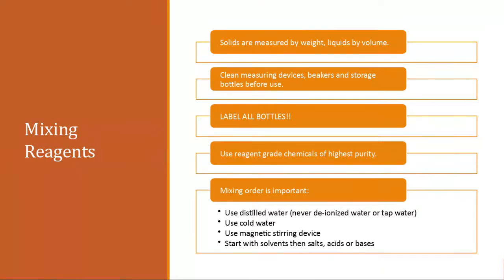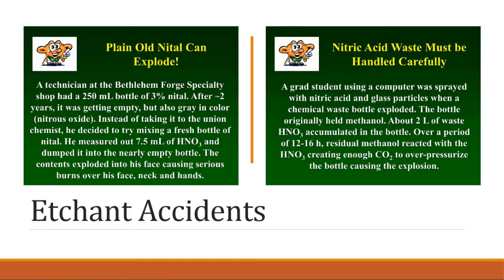When stirring, we have magnetic stirring devices. And you typically start with a solvent, then you add your salts, acids, or bases for your mixing order. Just as a case in point, a very common etchant I use is 2% nital. So here are two incidents where nital exploded and injured people around them. One guy was using just a 250 milliliter bottle of 3% nital, and after 2 years, that is a very long time to store a bottle of nital. That is not good.